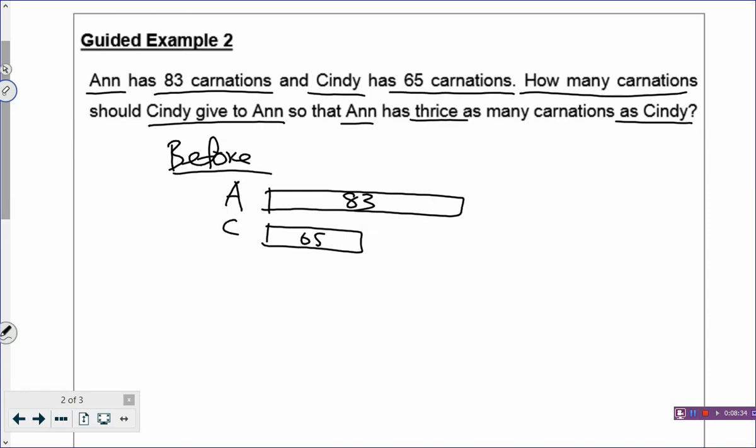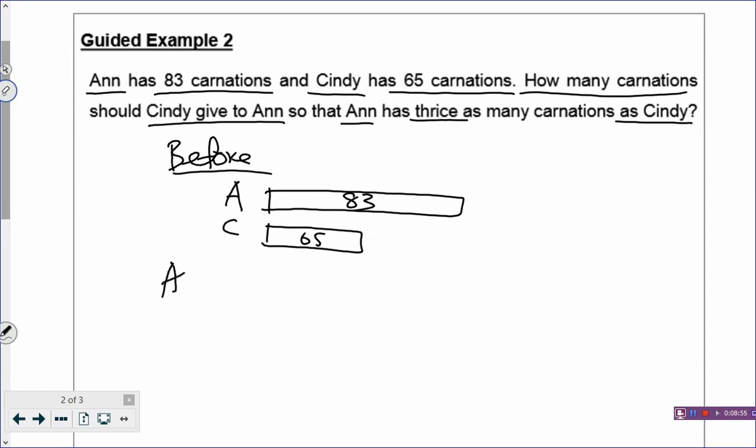Many of the students start their work by thinking about the steps on how to solve. But model drawing is not like that. You draw first, then you think, then you solve later. All right. You draw first, think about the drawing, and then you solve later by looking at the model. So how many carnations should Cindy give to Anne?